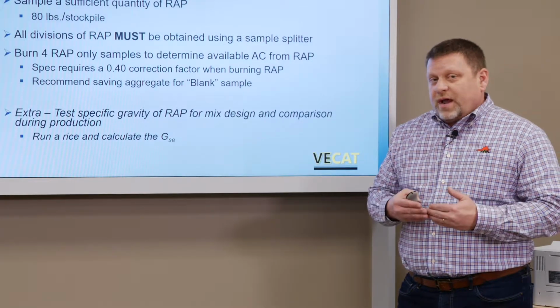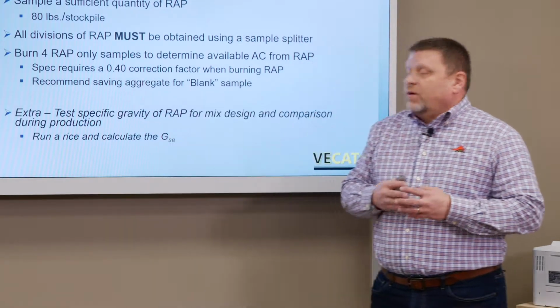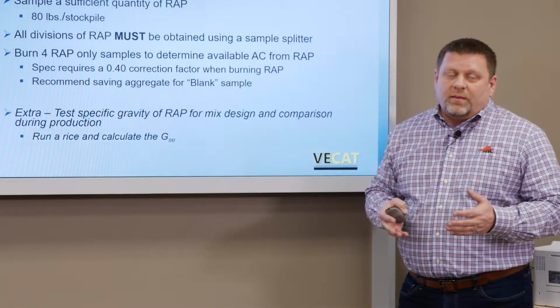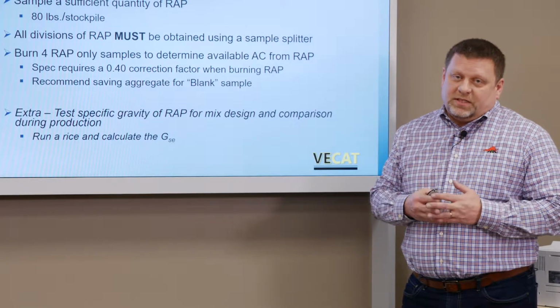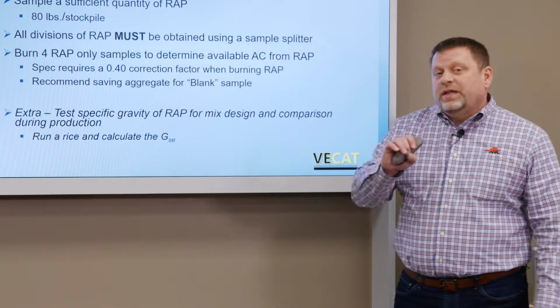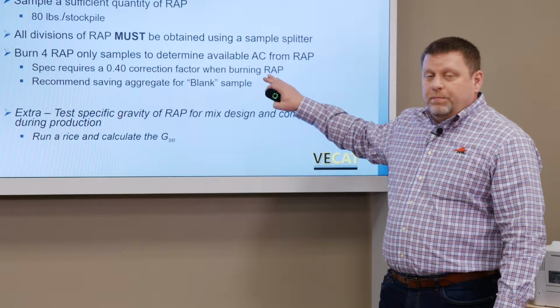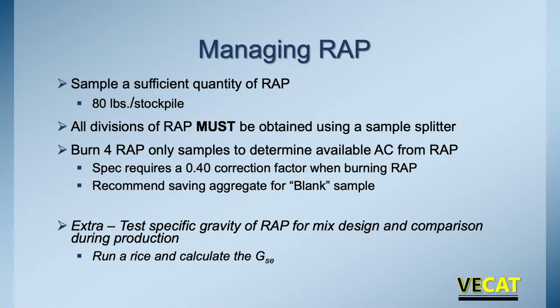When we're burning these wrap samples, we want to burn them with a 0.40 correction factor. This is a requirement in Virginia. It's required by the VDOT specifications. Okay? So all wrap-only burns, and I want to clarify that, wrap-only, are burned with a 0.40 correction factor.